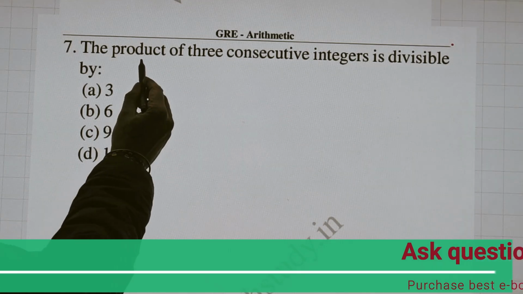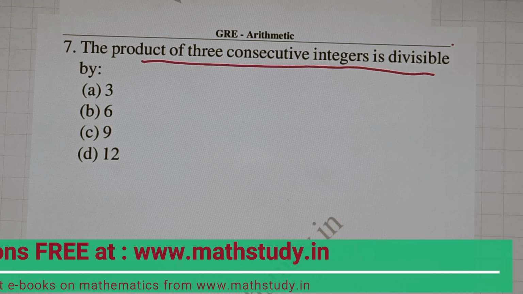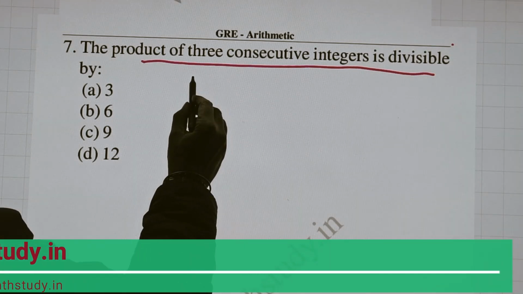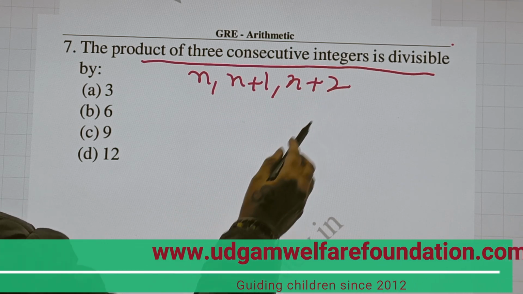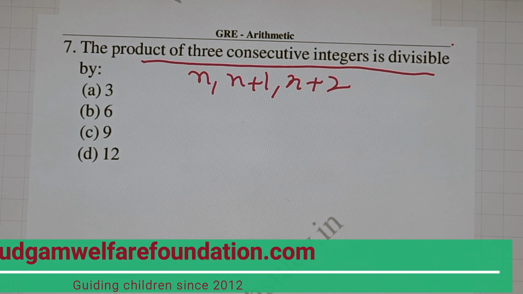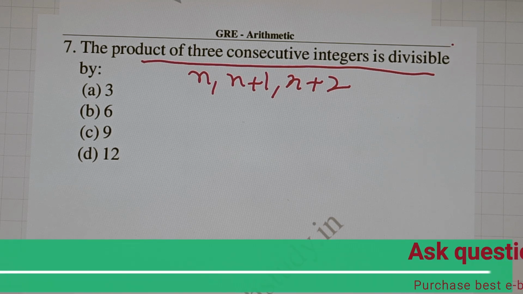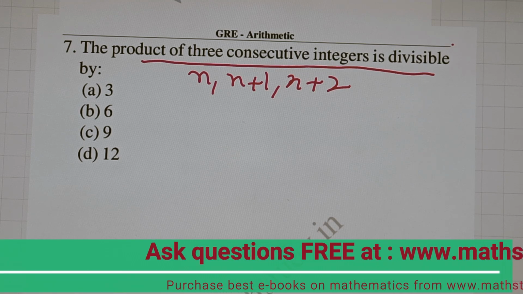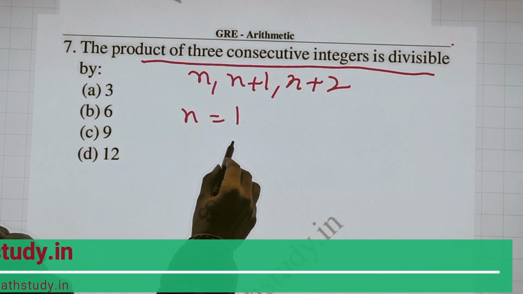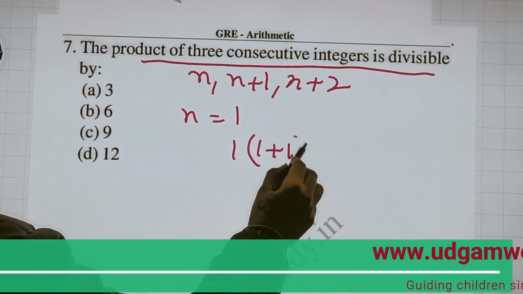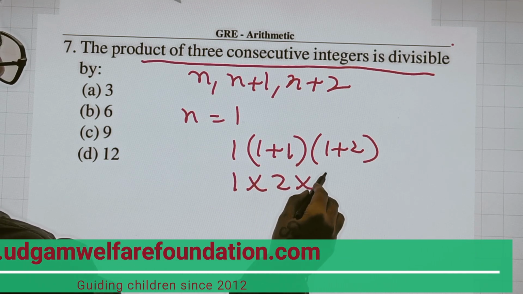Here it states: the product of 3 consecutive integers is divisible by which number? So let's say we have 3 consecutive integers like n, n plus 1 and n plus 2. We have to check that the product of these 3 consecutive integers is divisible by which number. Let's plug in the values of n. Let us say n is 1. So if n is 1, then 1 into 1 plus 1 into 1 plus 2. So we have 1 into 2 into 3.